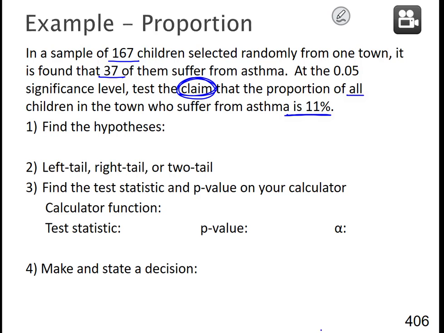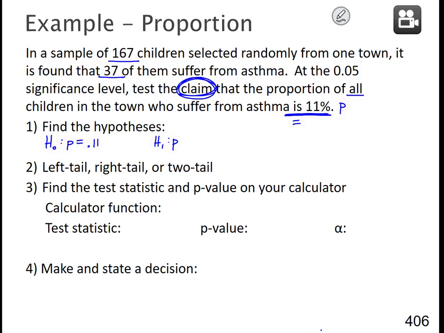The claim is that all of the children in town who suffer from asthma is 11%. So start with step 1, finding the hypotheses. We've practiced this, H sub 0 or the null and H sub 1 or the alternative. Both of them are dealing with P, and we know that because we have a percent. There's nowhere in the problem that it talks about a mean, so this is not going to be mu. So P, remember that the null hypothesis is always equal to, and then the other one, you're going to look for any words that have greater than or less than. Our claim says it is 11%, and is the mathematical word for equals, so 11% is 0.11.